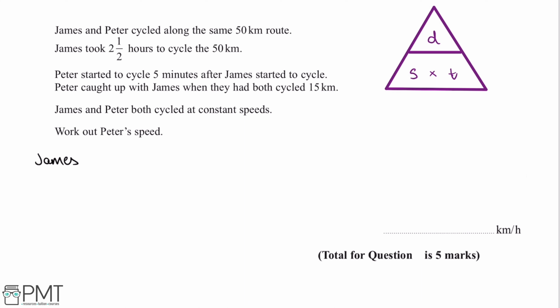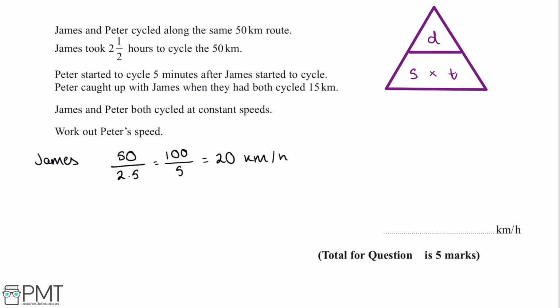Now we want to work out what James's speed was. So what we can do is we can do our distance divided by our time. So the distance is 50 and the time is 2.5. Now we can rewrite this as 100 over 5. And 100 divided by 5 is 20. And this is in kilometres per hour.